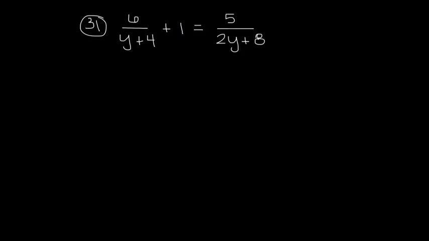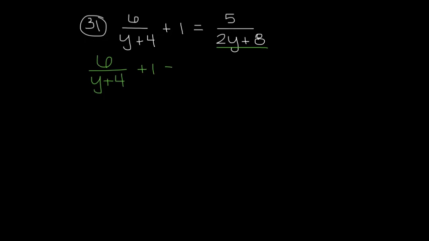If I look at this problem, it might be a little bit difficult to decide what your common multiple is or your common denominator. It's not so bad though if you notice that you can actually factor out a number from this denominator. So I'll do that. I'll leave this one as 6 over y plus 4. There's nothing I can do to factor that y plus 4.